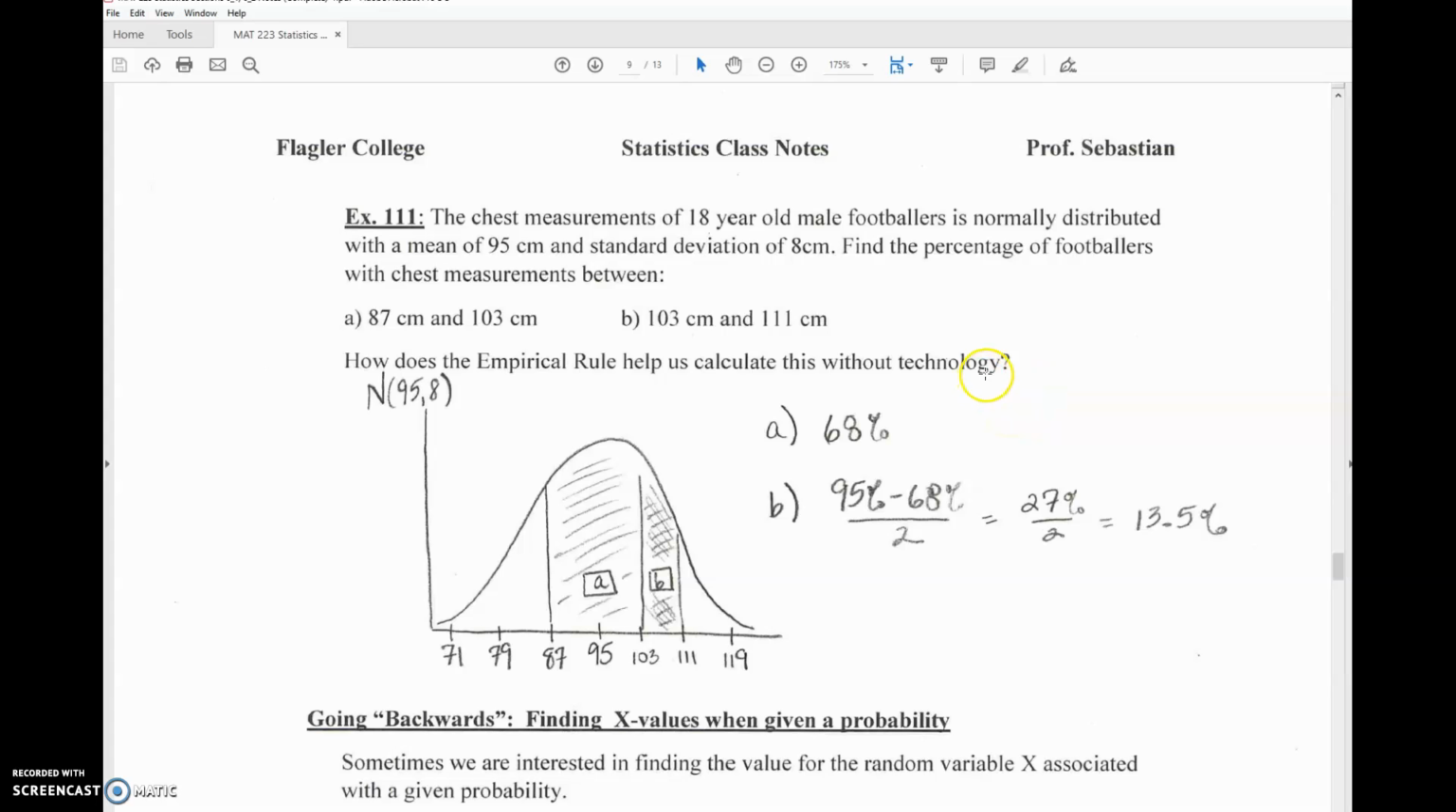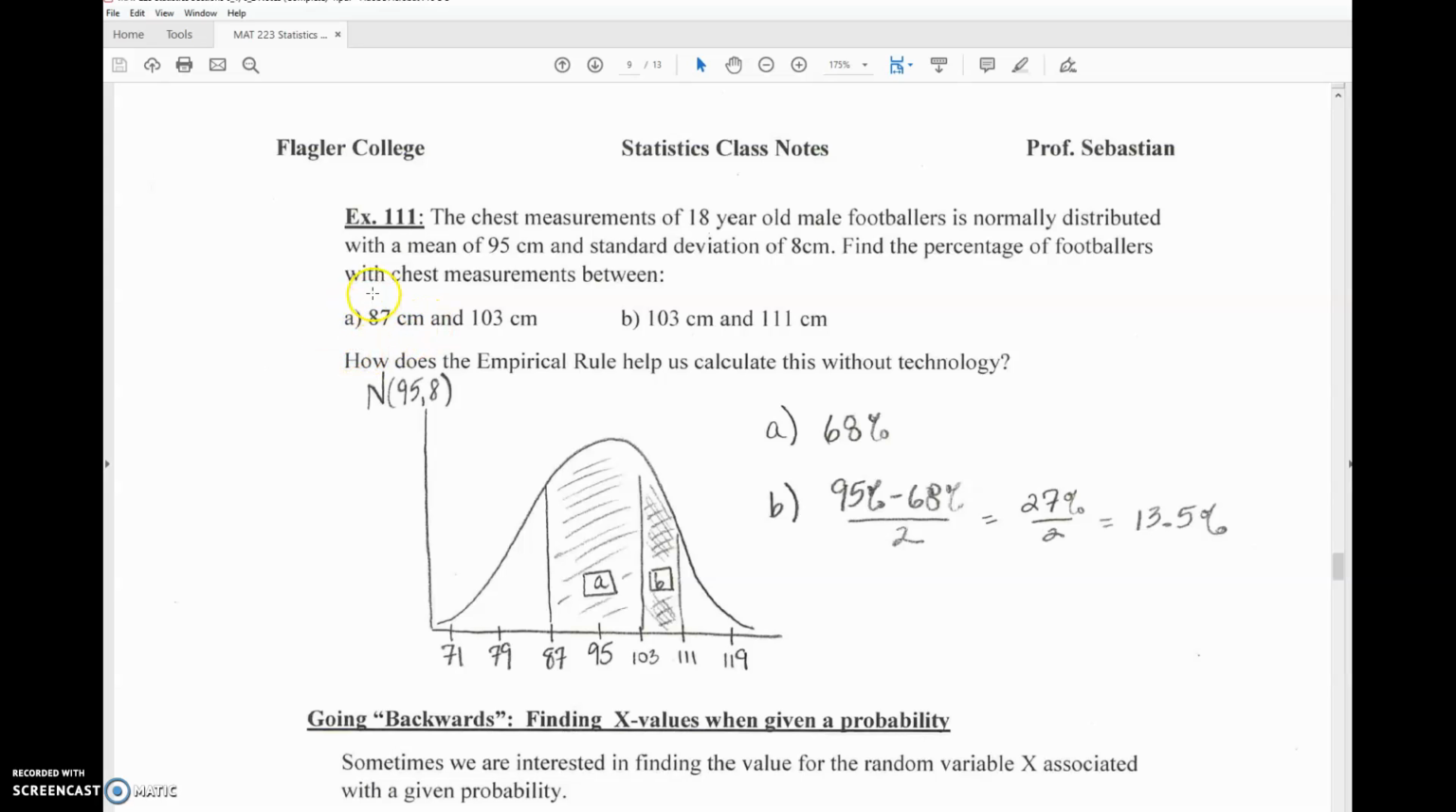It's Professor Sebastian, our statistics class notes, and we're in section 6.2 talking about the normal distribution. We just got done learning how to use StatCrunch to help us find areas under the probability density function for the normal distribution. But I also reminded you of the empirical rule, which actually comes from the normal distribution.